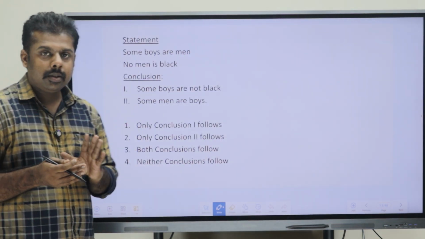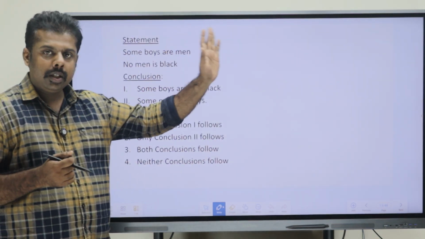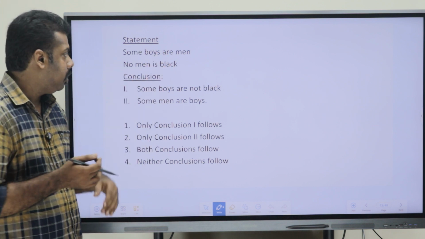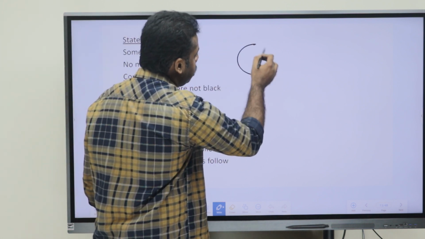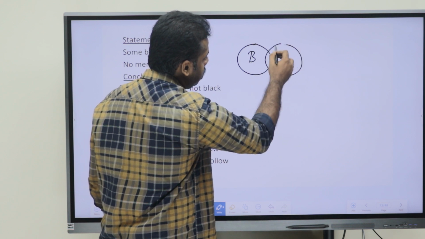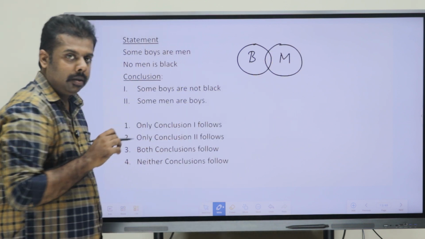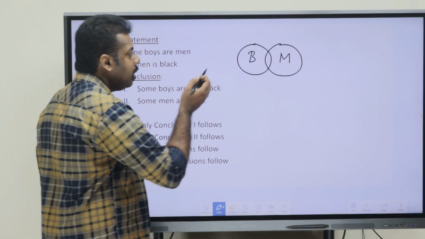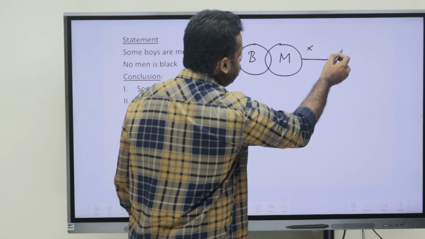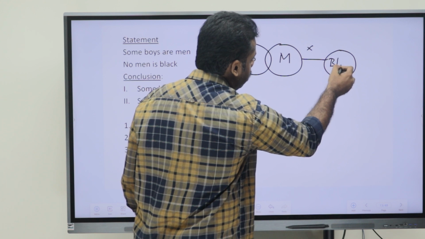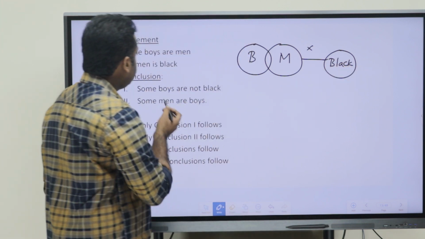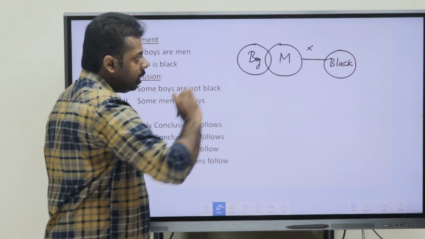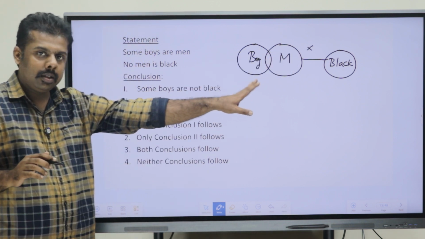Now moving on to the next question here. So first what we can do, we can just draw the Venn diagram here. What does the first statement say? Some boys are men. So we can connect boys and men using the some relation. So some boys are men we have connected. Now the next statement says that no men is black. So men and black, there is a no relation. So the first one is a boy, and the third circle basically is related to black.